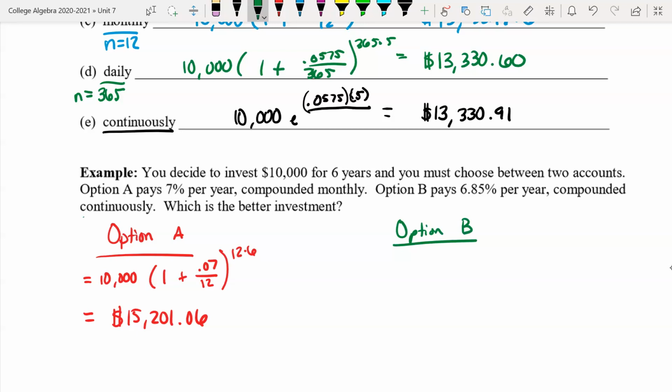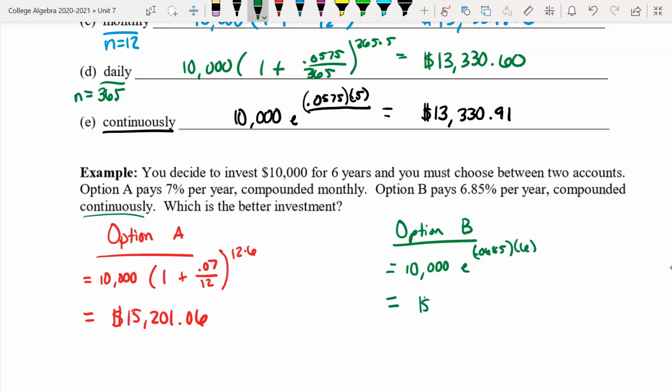Option B says it's compounded continuously, so we're going to use the continuous compound interest formula. So that's 10,000 times, not 1, sorry, e raised to the 0.0685 times my 6.